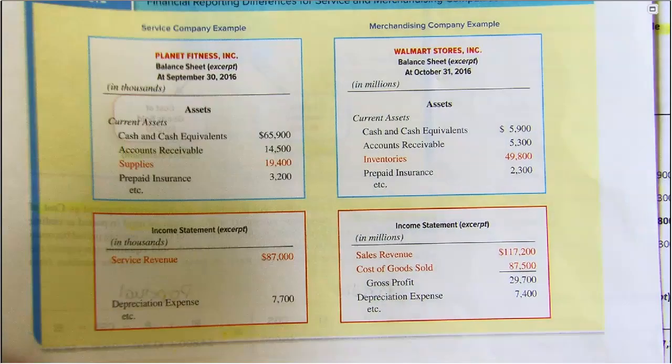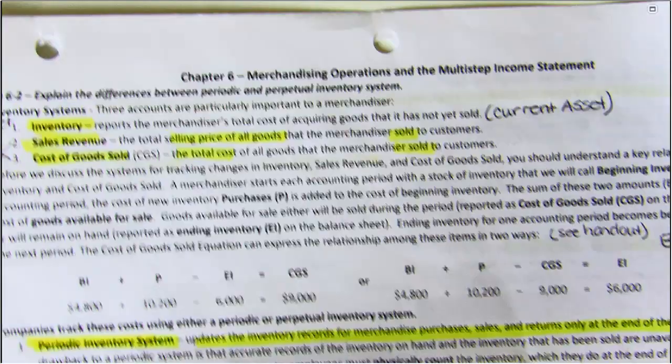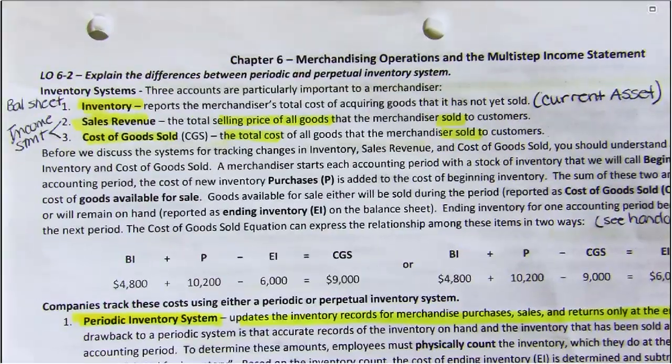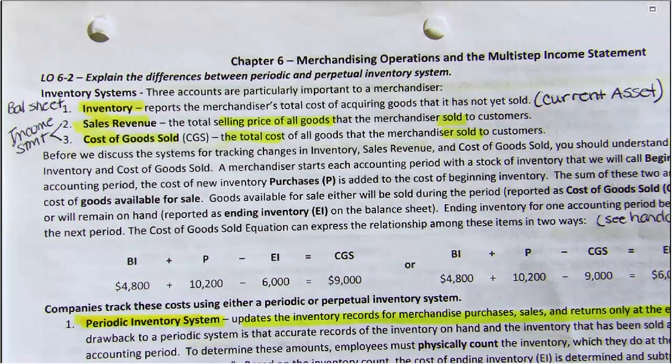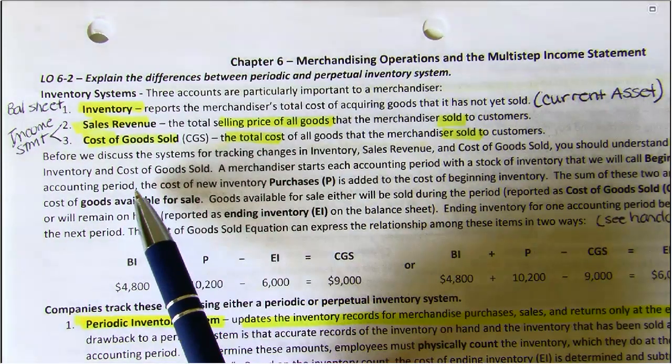So now let's switch to the next page of our notes, and we're going to be covering Learning Outcome 6-2, which is to explain the differences between periodic and perpetual inventory systems. We're going to start by talking about three accounts that are particularly important to a merchandiser. We've already talked about the three of them actually. Let's just do a quick review.